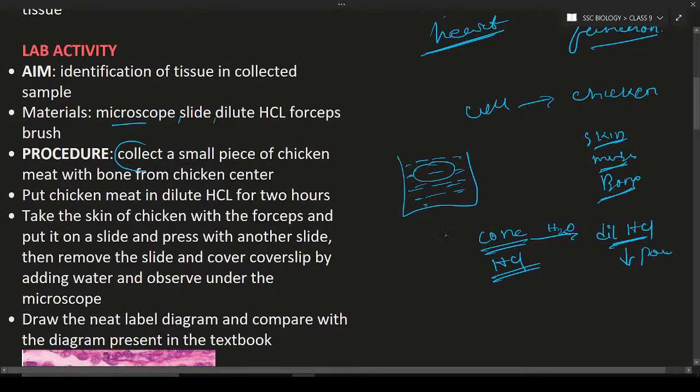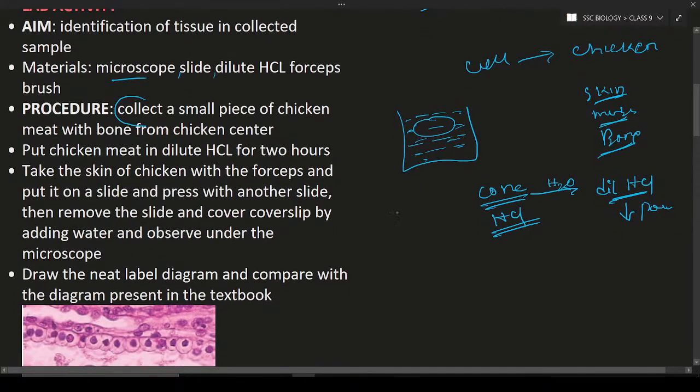After 2 hours or the next day, take a small skin, the outer side. This is ninth class, ninth class biology portion. After this class, the 10th class will come. This is the ninth class syllabus.